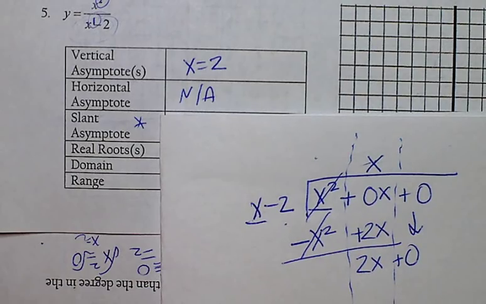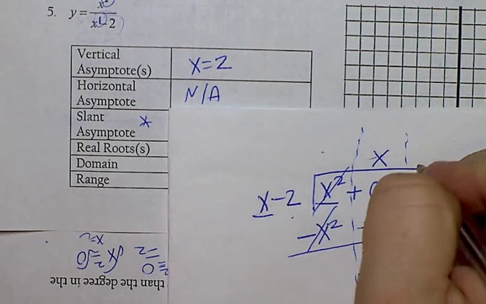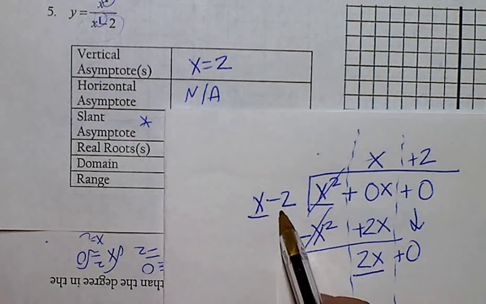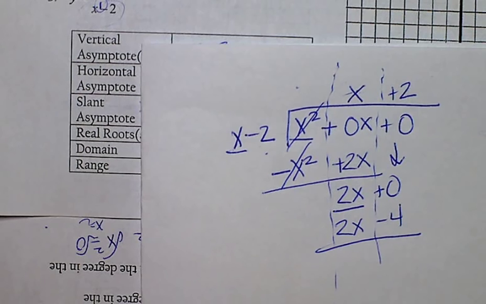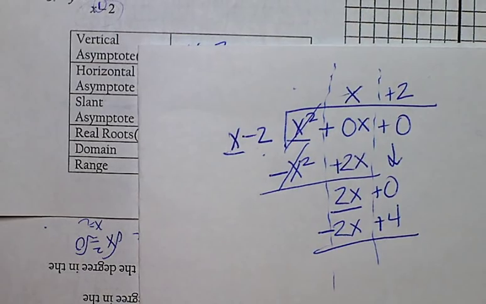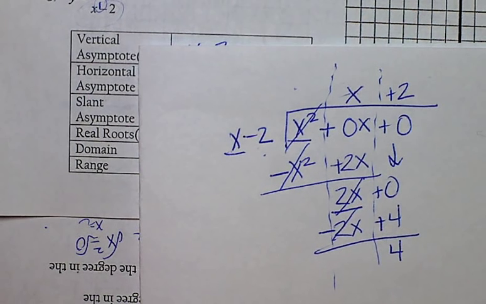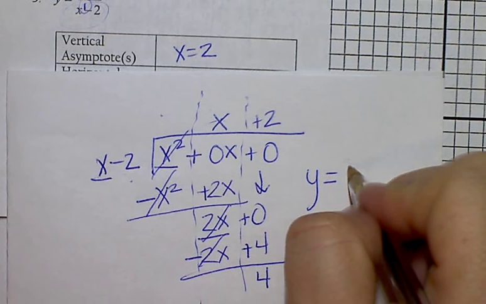Underline the 2x. x times what quantity equals 2x? Positive 2. That's step 1. Step 2 is I'm going to distribute 2x minus 4. Step 3 is I'm going to change the signs. Step 4 is I'm going to combine. So I am looking for y equals x plus 2. That's what I'm looking for.